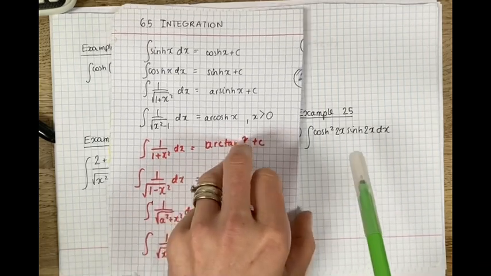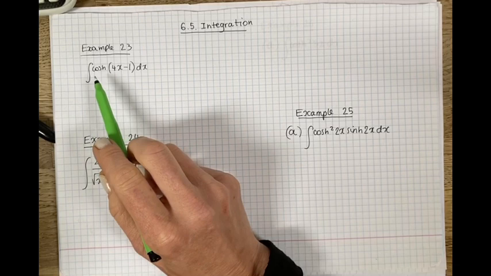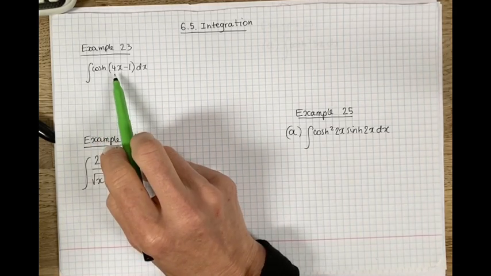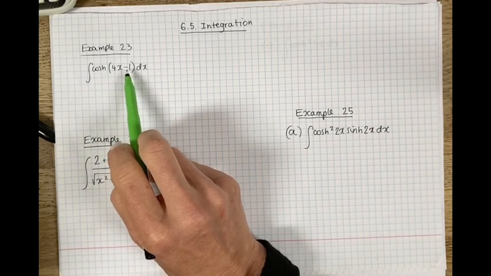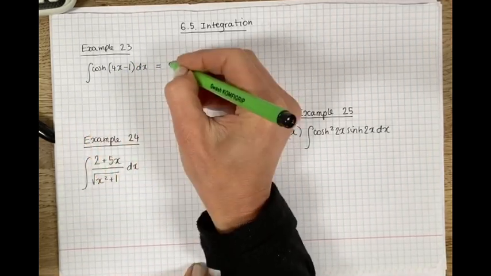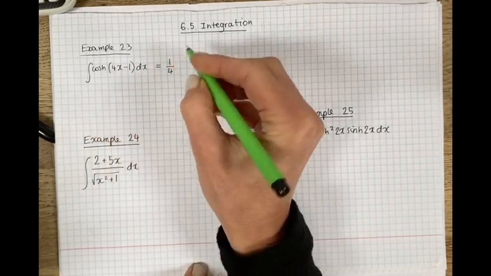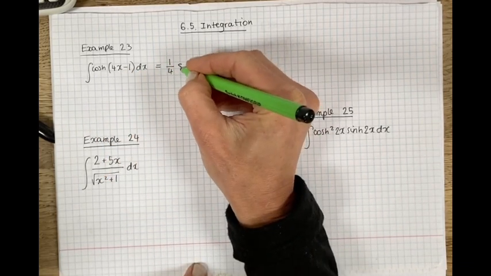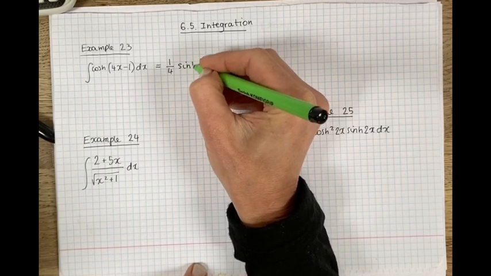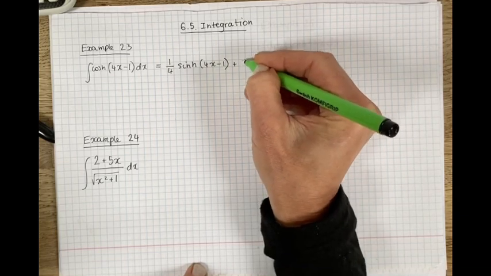Okay, so let's have a go at example 23. This is really simple. Cosh integrates to sinh. If it's 4x minus 1 in brackets, that means you need to divide by 4. The coefficient of x, 4x minus 1 differentiates to 4. That's why you're dividing by it. So a quick chain rule can be applied here. So sinh of 4x minus 1, a quarter of it, plus c.